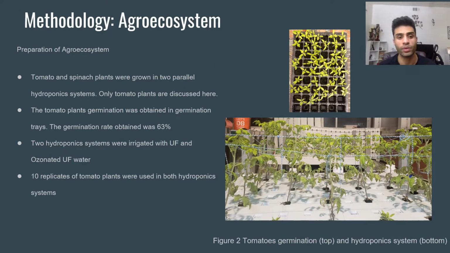So tomato and spinach plants were grown in 2 parallel hydroponic systems, but I'm only discussing tomatoes here. The tomato plants were germinated in a germination tray in the top picture, and the germination rate was about 63%. We used 2 hydroponic systems. One was irrigated with UF and the other was irrigated with ozonated UF. And we had 10 replicates of tomato plants in both the hydroponic systems.